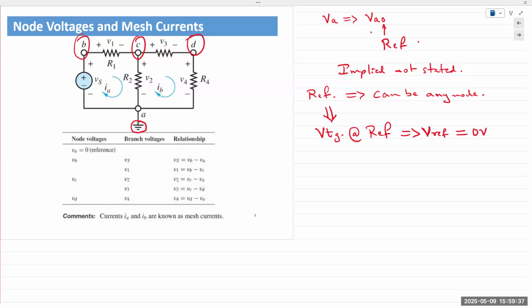So in node voltage analysis, the first step we take is to identify all the nodes in the circuit and pick a reference node. Once you choose a reference node, you already have an answer for the voltage at the reference node because it's 0. You're measuring voltage at the reference point with reference to that same point. No difference in potential, so it's 0. That's the logic.